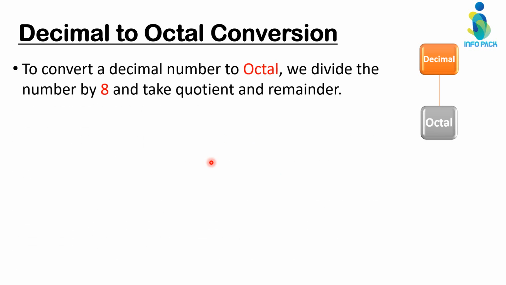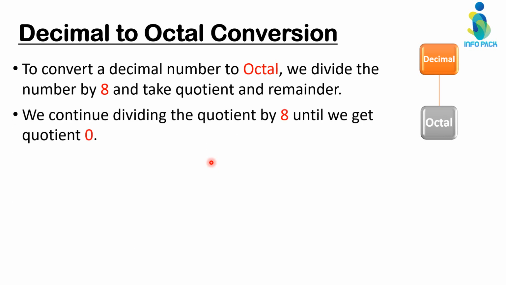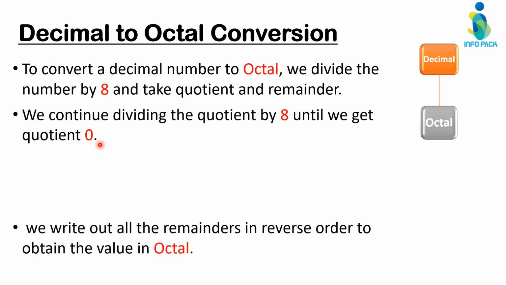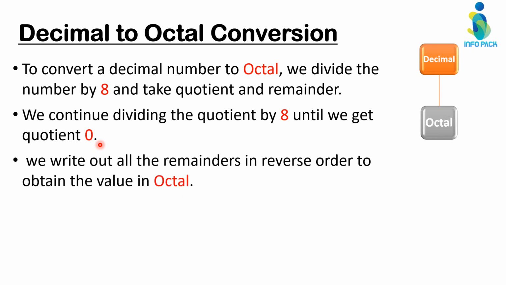To convert a decimal number into octal, we divide the number by 8 and take the quotient and remainder. In step 2, we continue dividing the quotient by 8 until we get quotient 0 or less than 8. We write out all the remainders in reverse order to obtain the value in octal. So let's solve an example.